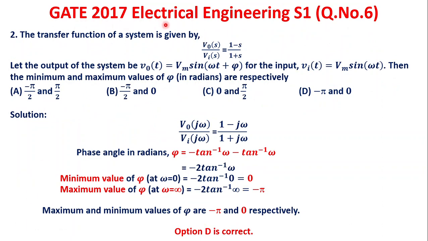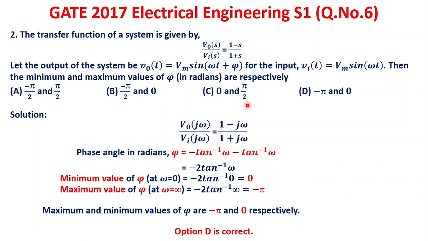It is taken from GATE 2017 Electrical Engineering Set 1, question number 6. The transfer function of a system is given by V0(S) by Va(S) equal to (1 minus S) by (1 plus S). Let the output of the system be V0(t) equal to Vm sin(omega t plus phi) for the input Va(t) equal to Vm sin omega t. Then the minimum and maximum values of phi in radians are, respectively.